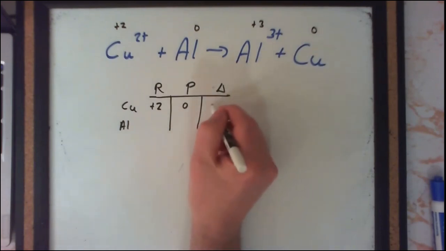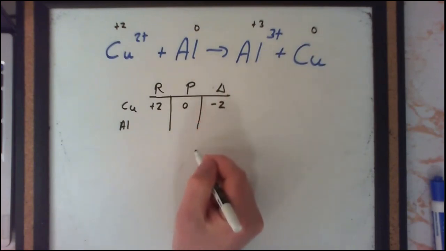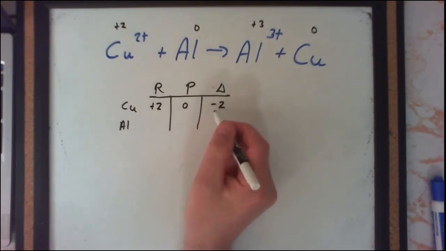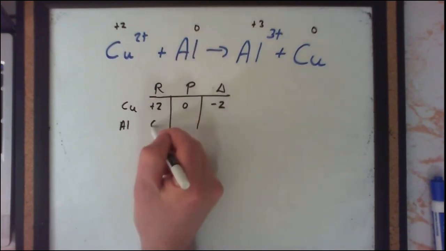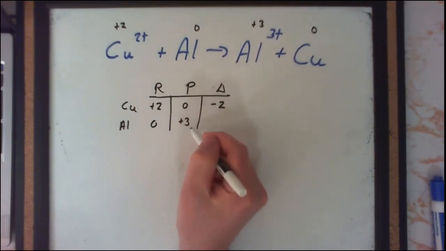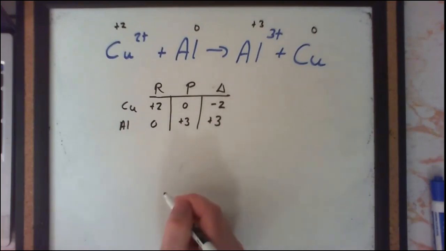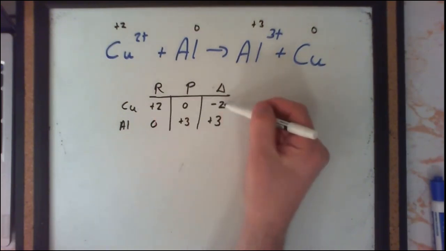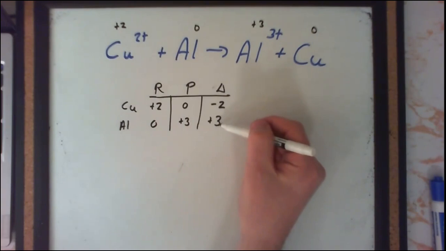So the difference is -2. In other words, copper's oxidation number has gone down by 2, therefore it must have gained electrons, specifically gained 2 electrons. Aluminum went from 0 to +3, so its oxidation number increased, it's oxidized, increased by +3. So these are the oxidation number differences of the reduced element and the oxidized element.